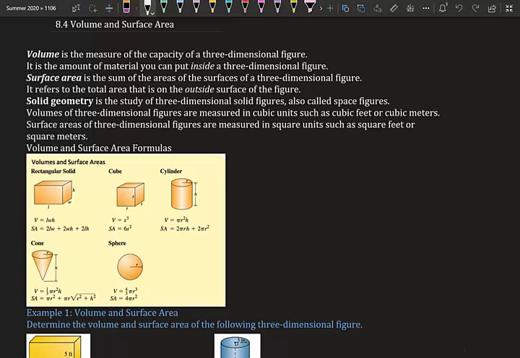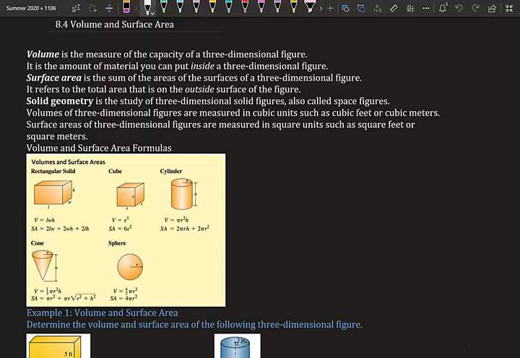Surface area is the sum of the areas of the surface of the three-dimensional figure. It refers to the total area on the outside surface of the figure. So if you had the water bottle, the plastic or glass or aluminum on the outside, that's your surface area.